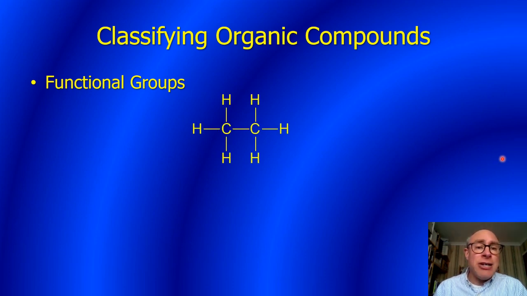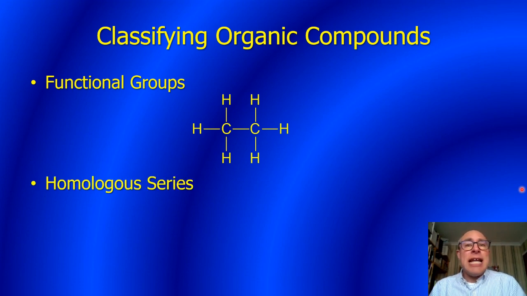And so in this example here, we have a molecule with 2 carbon atoms and 6 hydrogen atoms, and this is a hydrocarbon, a molecule which contains carbon and hydrogen only, and specifically it is a saturated hydrocarbon because all of the bonds between the carbon atoms are single covalent bonds. So this is a saturated hydrocarbon. So the functional group here is a saturated hydrocarbon.